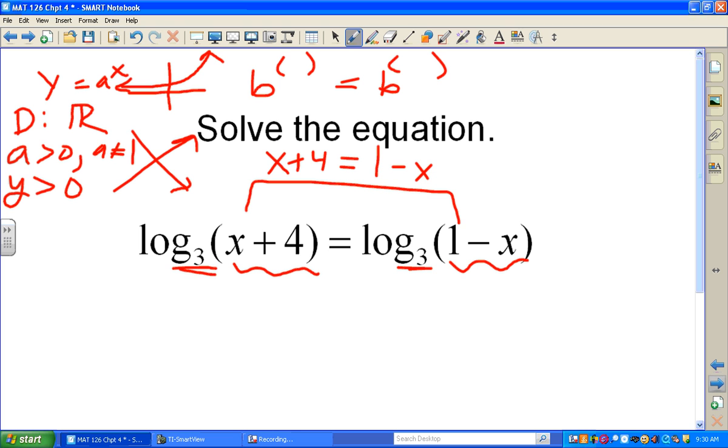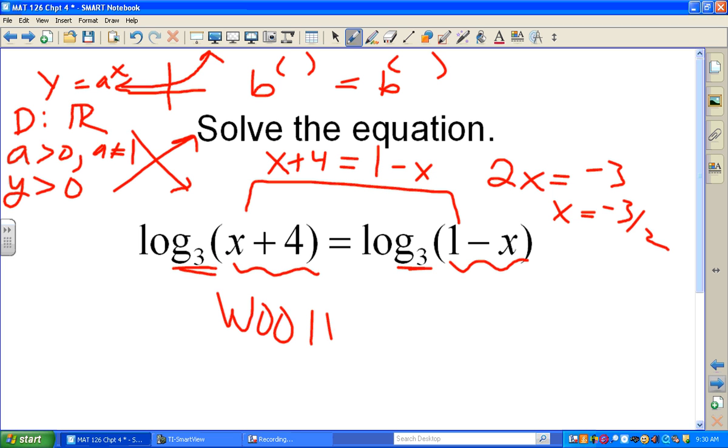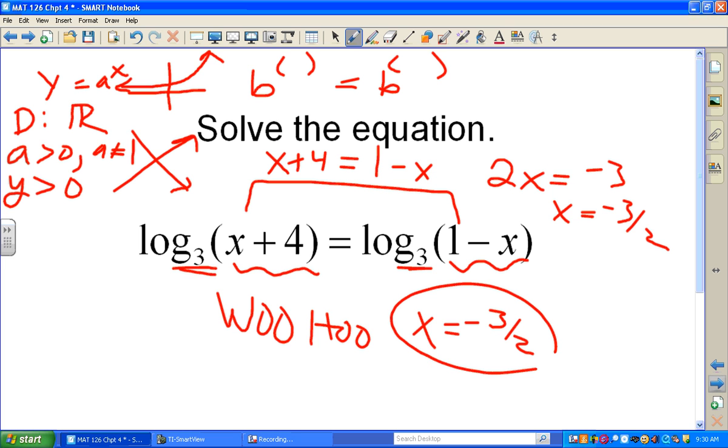So what's x going to equal here? 2x equals negative 3, x equals negative 3 halves. Does that keep both expressions positive? Yes, it does. There we go. It works. It keeps it positive. Nice job. See? Nobody ever knows there.